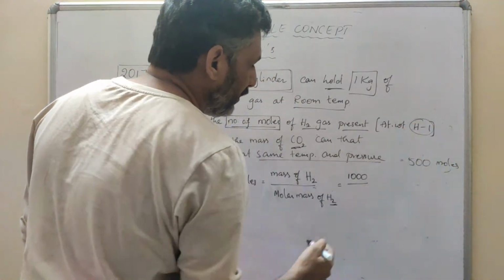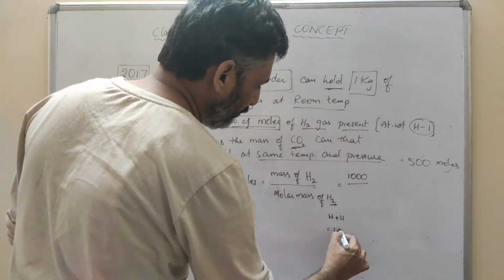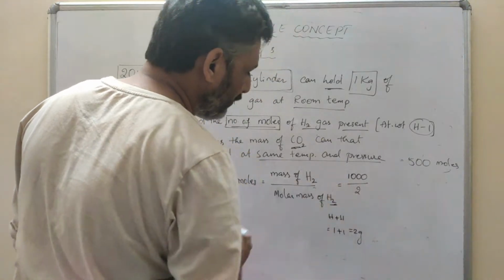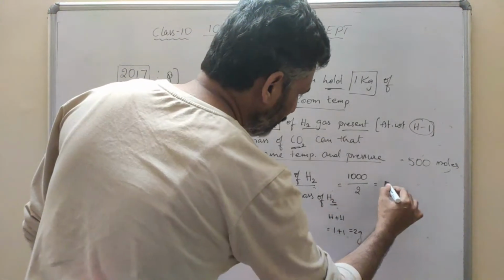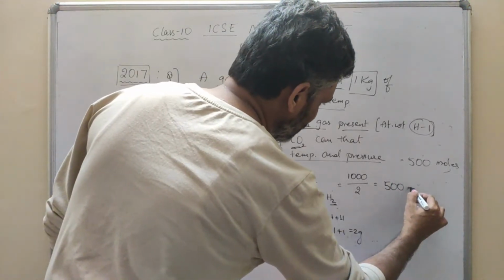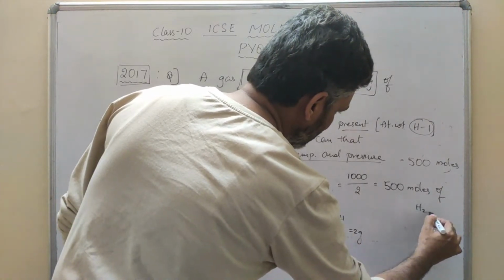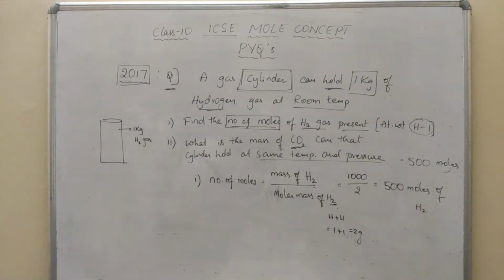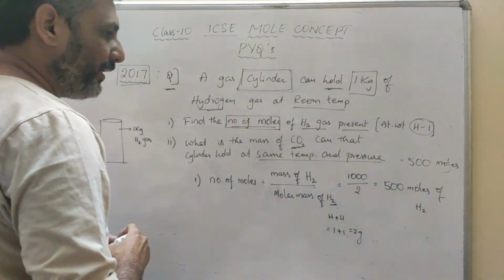Hydrogen's atomic weight is 1. So H2 means 2 hydrogens, H plus H, that means 1 plus 1, that equals 2 grams. So molar mass of hydrogen gas is 2 grams. So 1000 by 2 is 500 moles. So this is the number of moles of hydrogen gas present in that cylinder. So this is the first bit. Then, you have 500 moles of hydrogen gas.